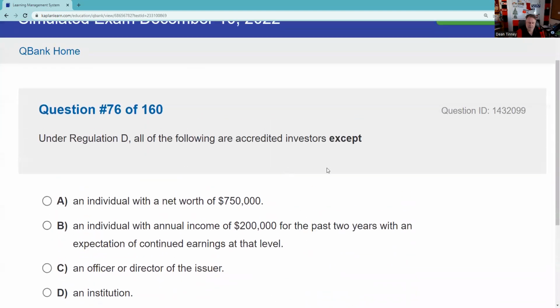Question 76. Very testable, know the definition of an accredited investor. So under Reg D, all the following investors except, right out of the gate, you should know A is not true. You've got to have $1 million in net worth, not 750, exclusive of your primary residence. Or it's an or, 200 grand for the past 2 years, yes. Or married and filing jointly, 300. So B is true, C is true, and D is true. So the answer is A.